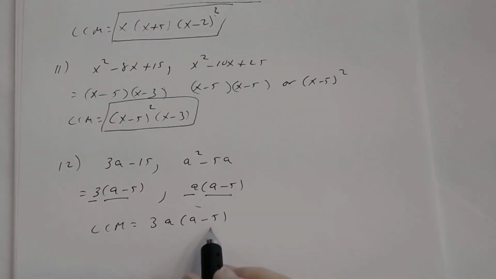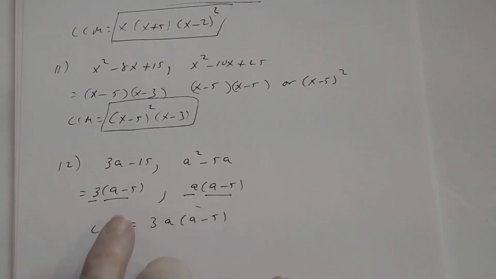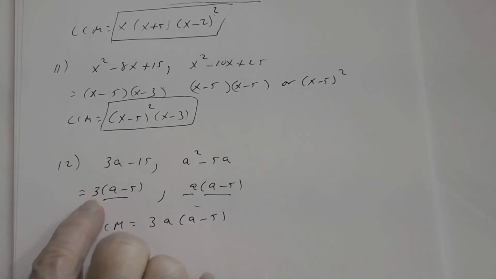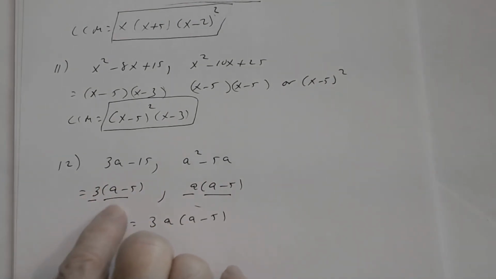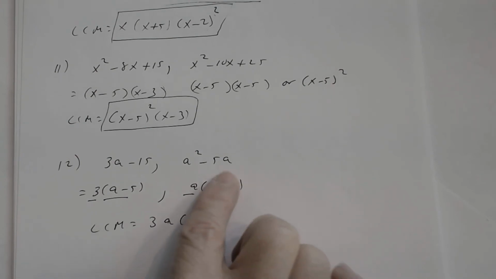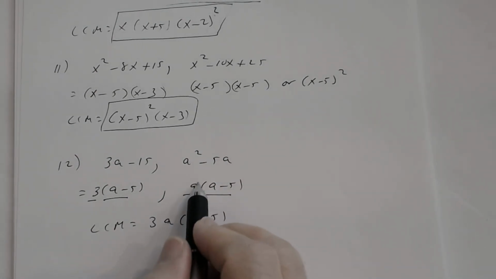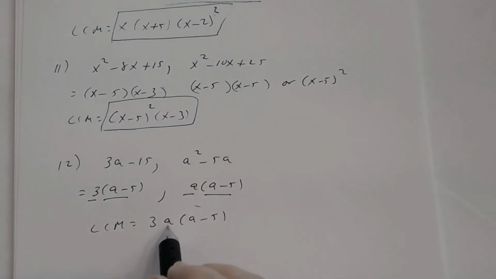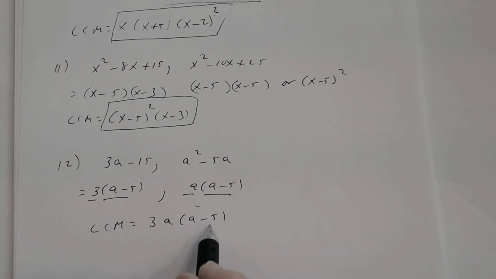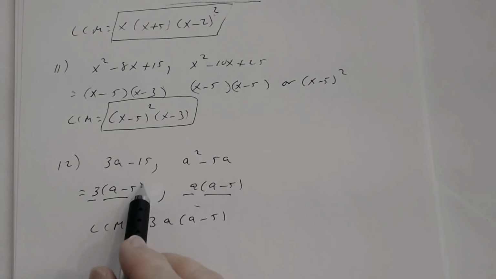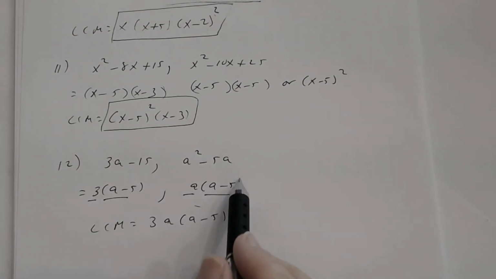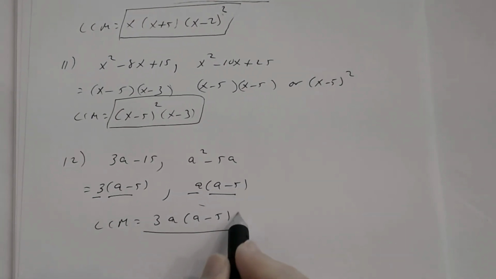Okay, question is, how many of each do you need? How many factors of 3 are in here? Just 1. How many factors of 3 in here? None. How many do I need? Just 1. How many factors of a are in here? 0. How many factors of a in here? Just 1. Remember, a to the first, so just 1. How many do I need? Just one. Now a minus 5. How many factors of a minus 5 are in here? Just one. Or a minus 5 to the first. Just one here. You just need just one, so there's your answer.